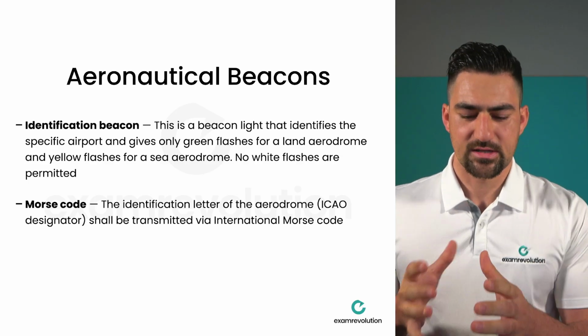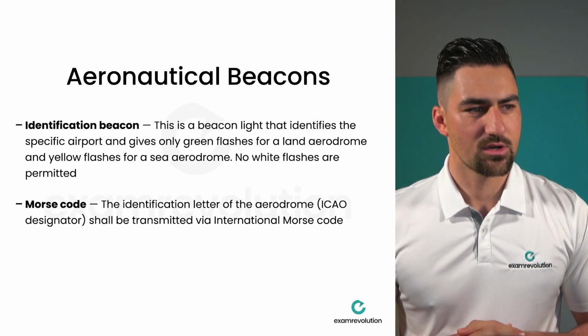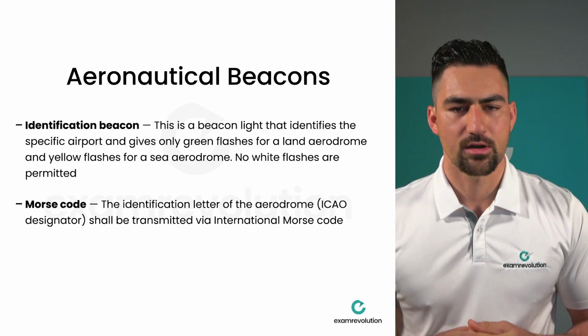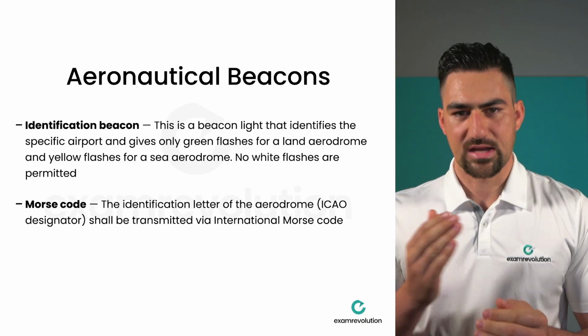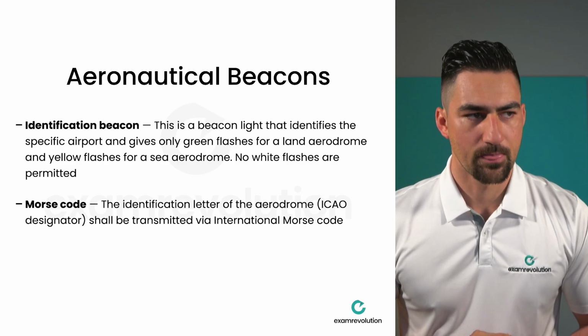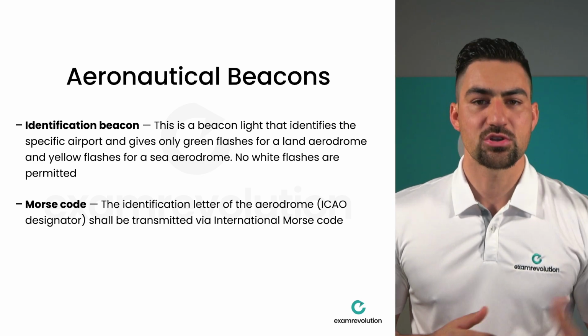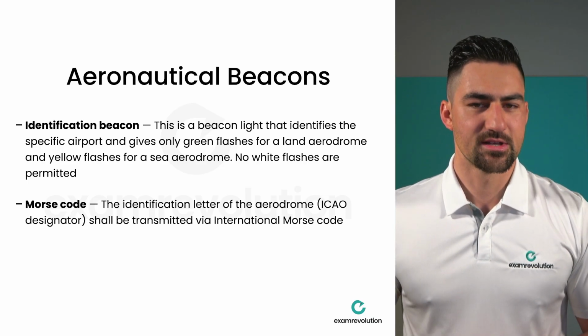whatever the ICAO designator of that aerodrome is, the four-letter identification code, that shall be transmitted via an international Morse code. So in other words, you can actually tune in and then you can listen if that Morse code is actually the designator of that aerodrome, and then you know it is that one. So that's how you can identify it. You look at the identification beacon, but then you can also listen to the Morse code. And these are what we call aeronautical beacons.